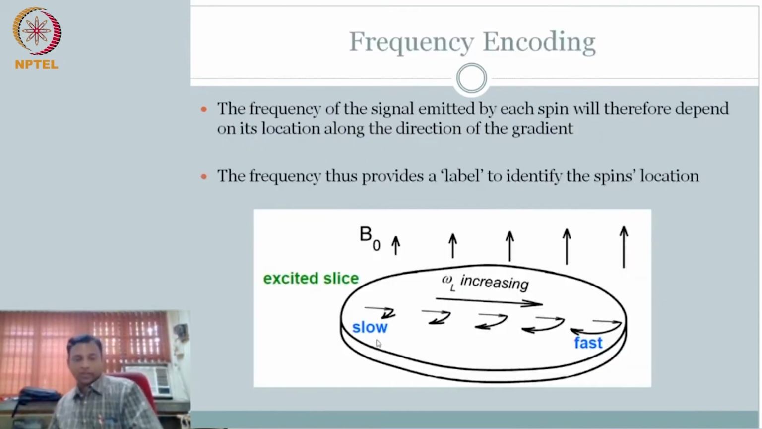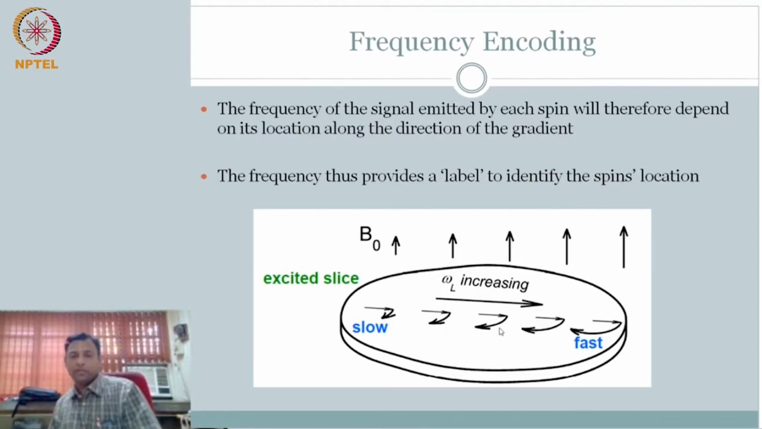So to look at this slice, we have selected a slice. If I have an x gradient, the arrow mark is changing, that is, the field strength is changing only in the x direction. Then within this volume, along the x direction, the frequency is going to change because your B is changing. On one end you will have lower frequency, and on the other end you will have faster frequencies. The frequency increases from left to right because your B0 increases from left to right. So the frequency provides a label to identify the spin location.